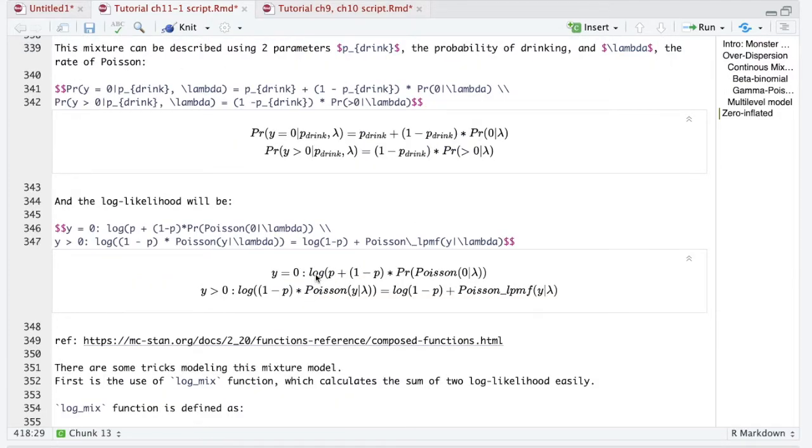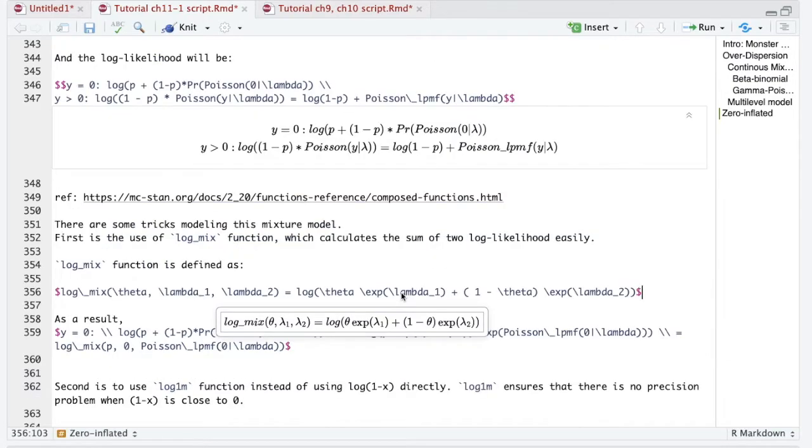You can see here, I take the log on the first line, and I replace p drink with just p, and replace the Pr(0 | lambda) with a more detailed version, putting a Poisson distribution here to make it clearer. For the second line of the formula, after taking the log, the multiplication now becomes a plus, with the probability of Poisson y larger than 0 given lambda. After taking the log, it becomes a Poisson LPMF. It's a little bit different here because we have the log on the probability, so it becomes LPMF. But in this line of code, log is still here, so it's still in the probability form, not the LPMF form.